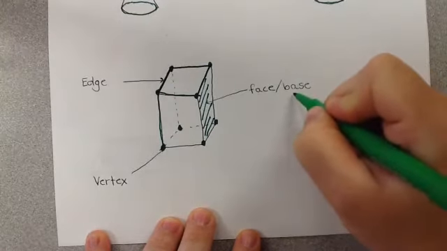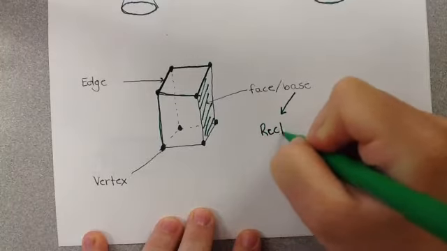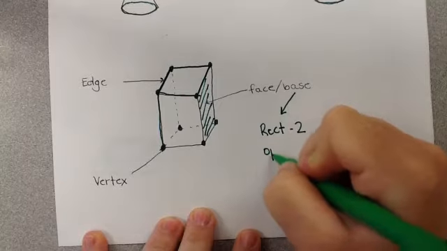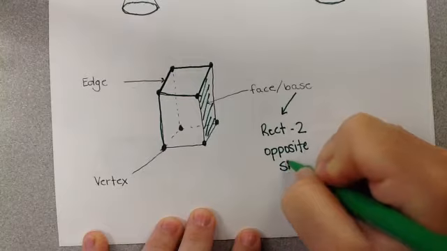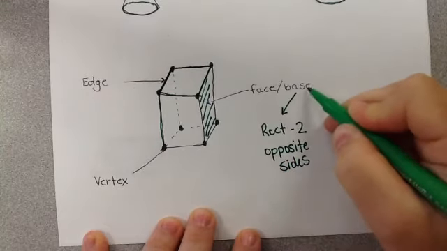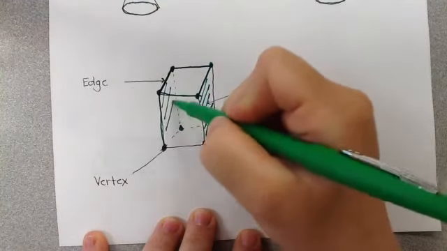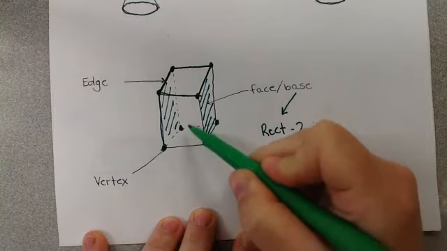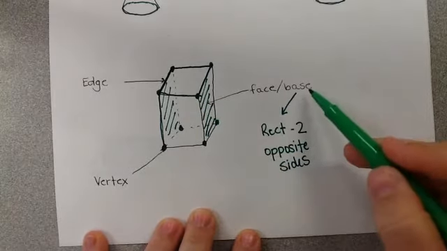The base then, for a rectangular figure, you need 2 of them. 2 opposite sides are the bases. So if I was talking about the base, I would do this side, and then its match would be this side here. I could also choose the front and the back as bases. Or what else could I choose? The top and the bottom. So that's for the base.